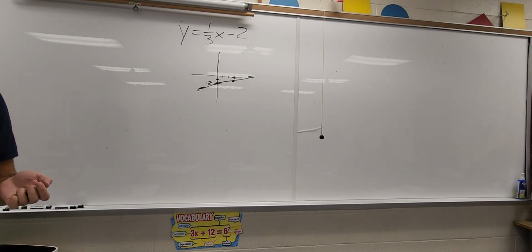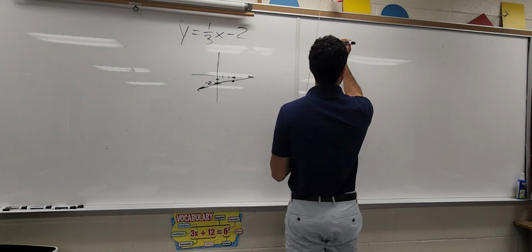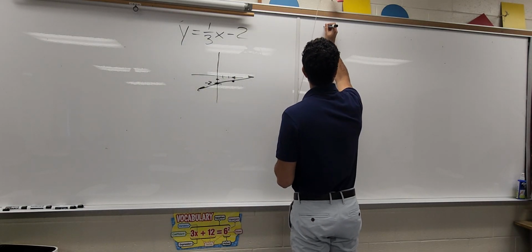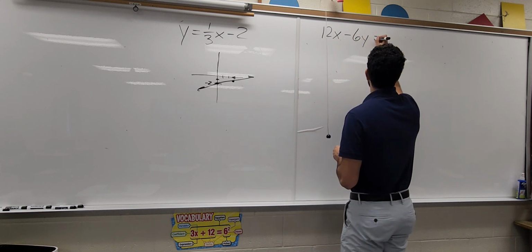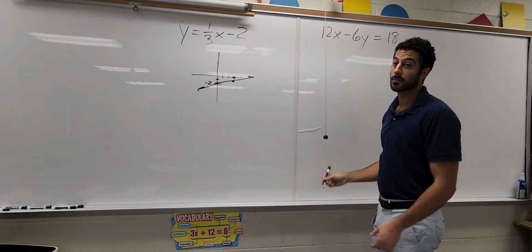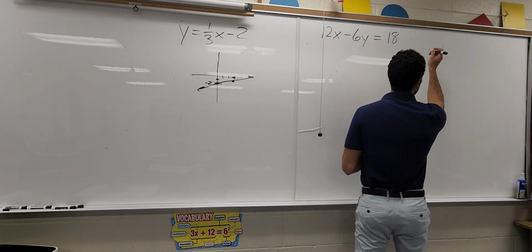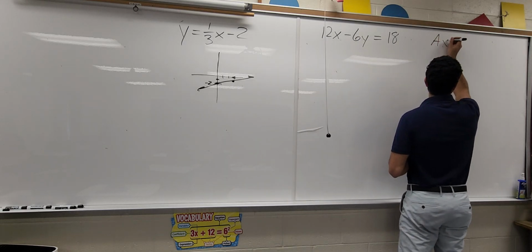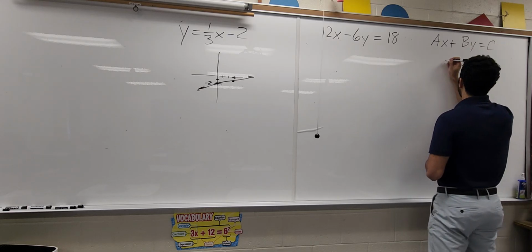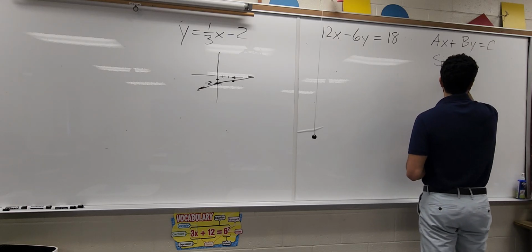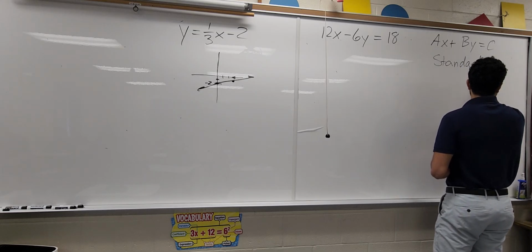Okay. Now what if I give you an equation like 12x minus 6y equals 18? Could we graph that? Now this is standard form, by the way. Standard form being, I'll write on this side of the board, ax plus by equals c, and this is your standard form. No, you can't graph it. You have to put it in slope intercept.